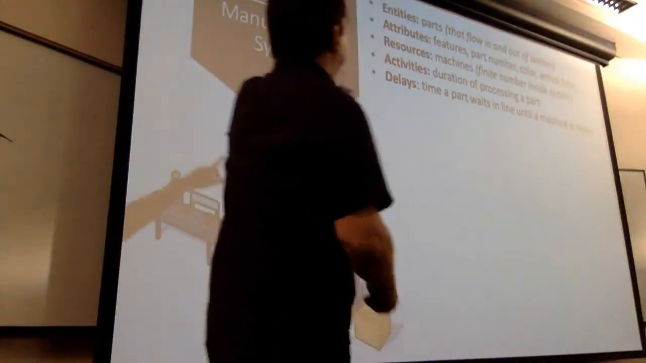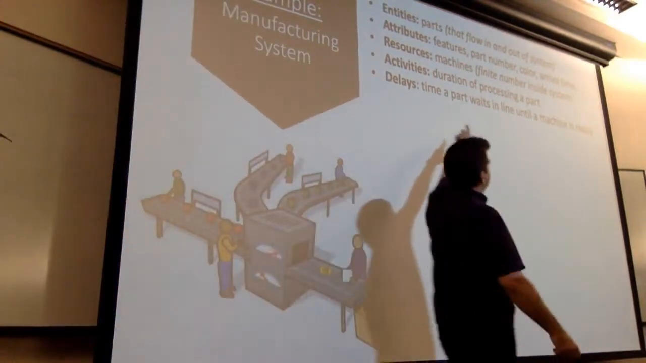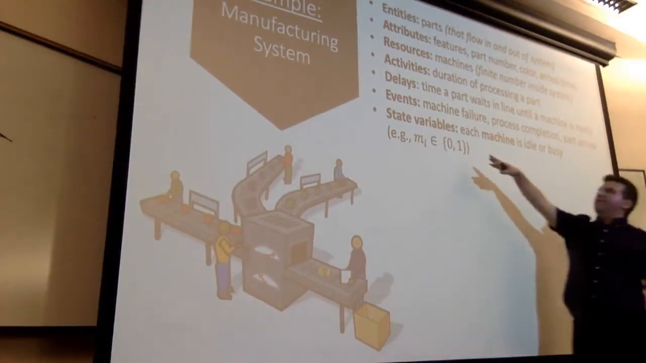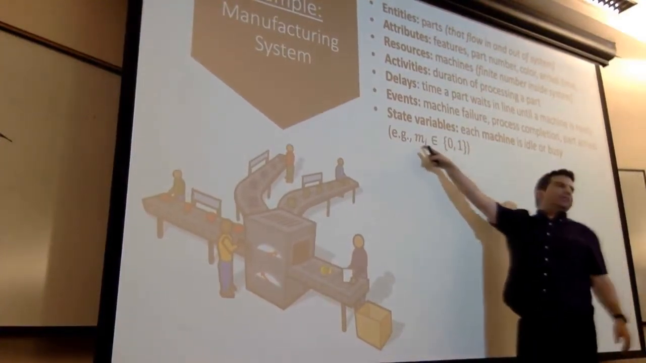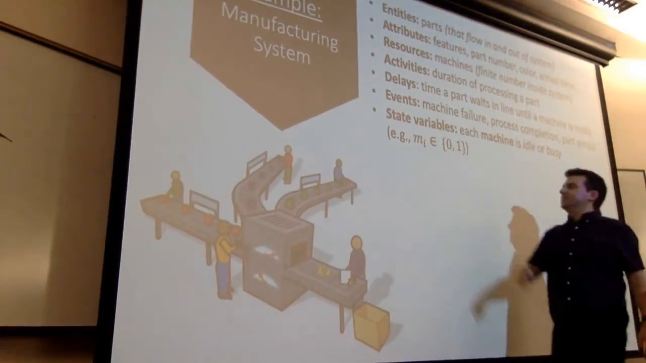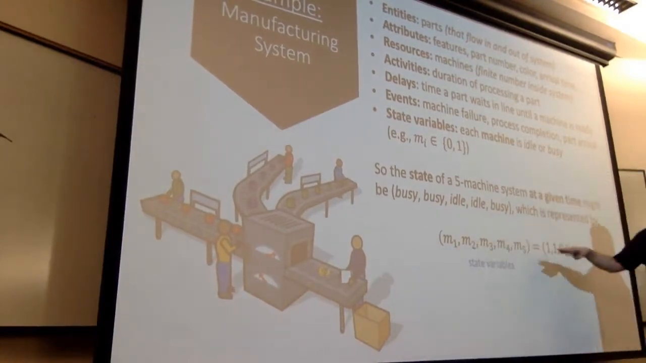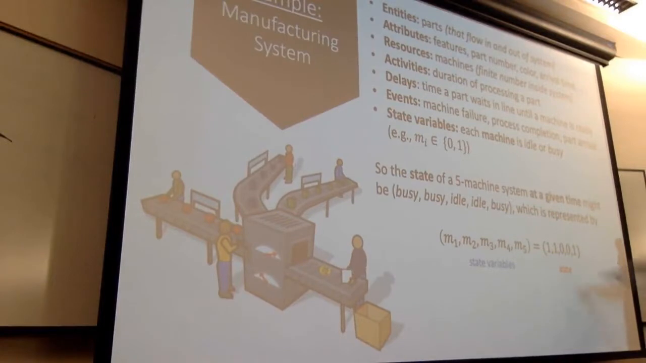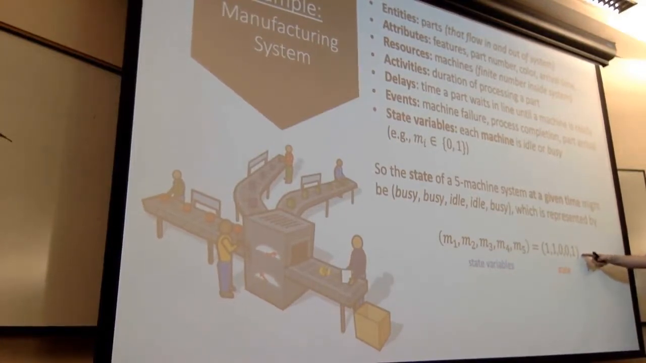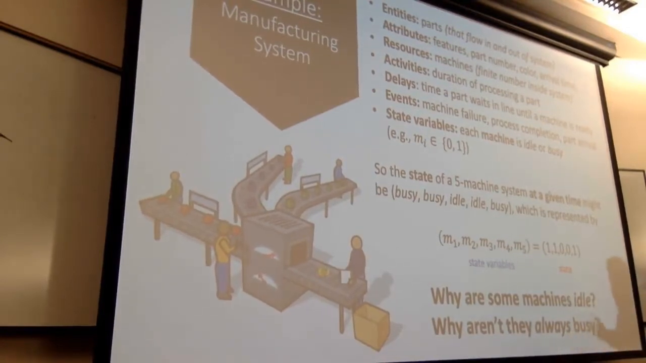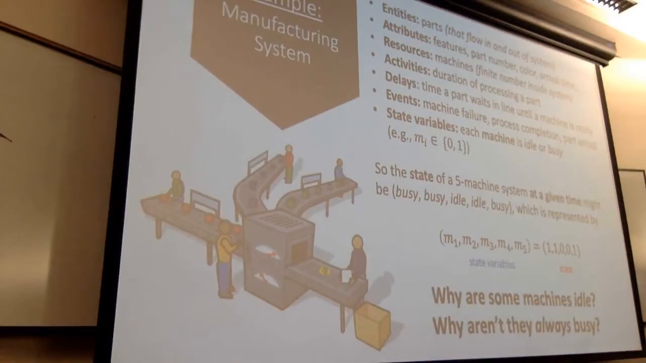So activities and delays. The delay is the time the part waits in line until the machine is ready. State variables. So we can have a variable representing for each machine whether they're busy or idle. So together, if I had 5 machines, I might have these 5 state variables, or a state vector, if you like, and those together encode the state of the system, where the current state of the system says there's 3 machines that are busy and 2 that are idle. So we might ask, why are some machines idle? Why aren't they always busy? And that goes back to these delays.